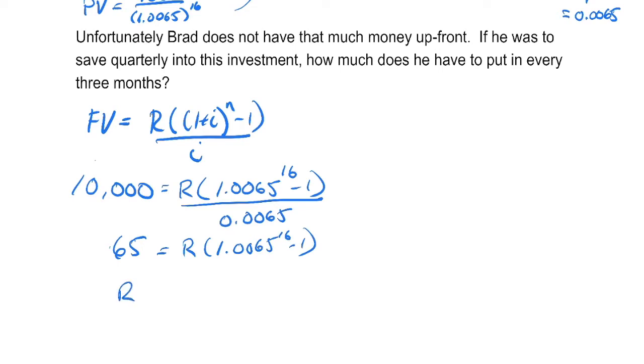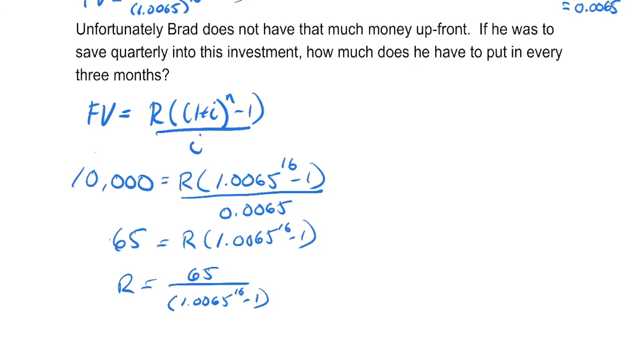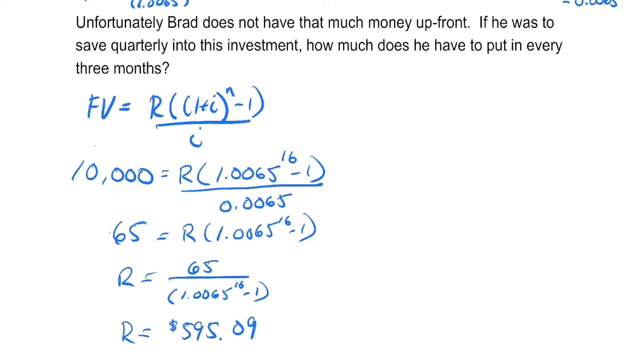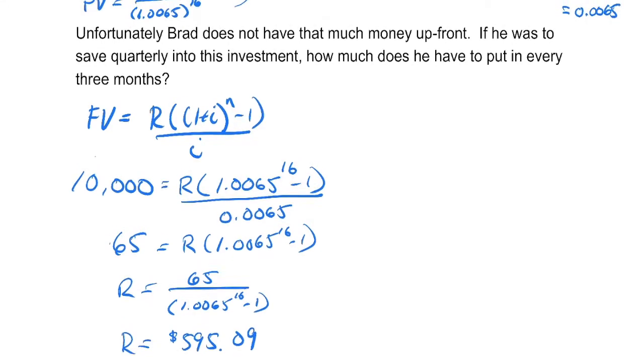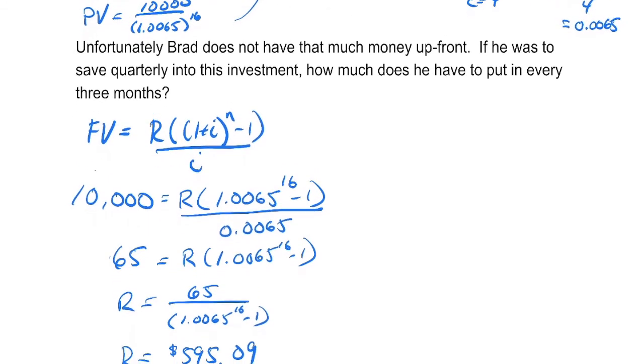And really, R is 65 divided by 1.0065 to the power of 60 minus 1 as a denominator. And plugging that into our calculator all at once, we discovered that Brad is going to have to make regular payments every 3 months of $595.09. Okay, which is a lot more practical, a lot more feasible, as opposed to paying $9,000 up front.